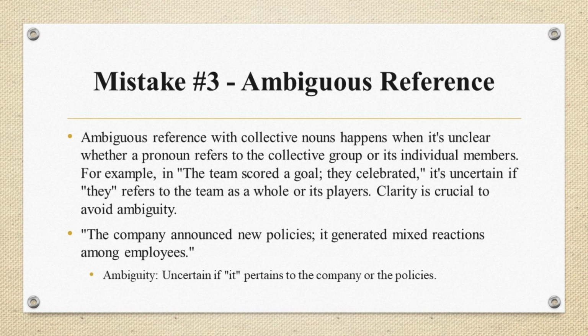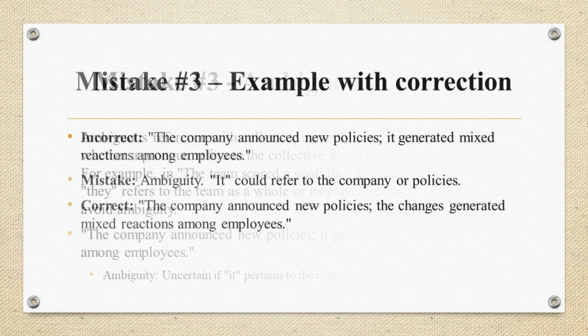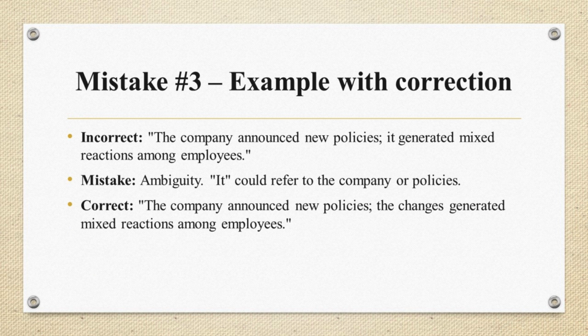Our third mistake involves ambiguous reference, a pitfall that can lead to confusion. Let's see how this can happen. Picture this: "The audience applauded, and they were ecstatic." Who exactly is "they" referring to? To avoid ambiguity, we should specify: "The audience applauded, and the members were ecstatic."